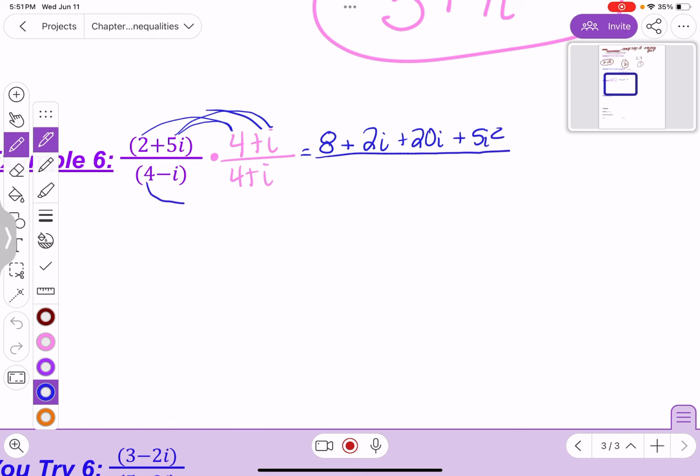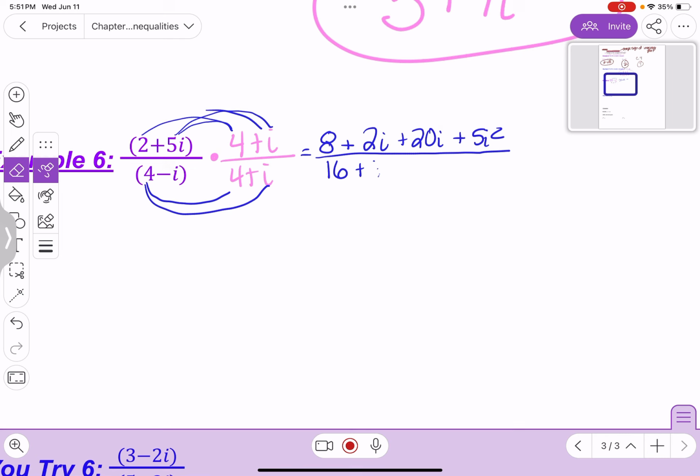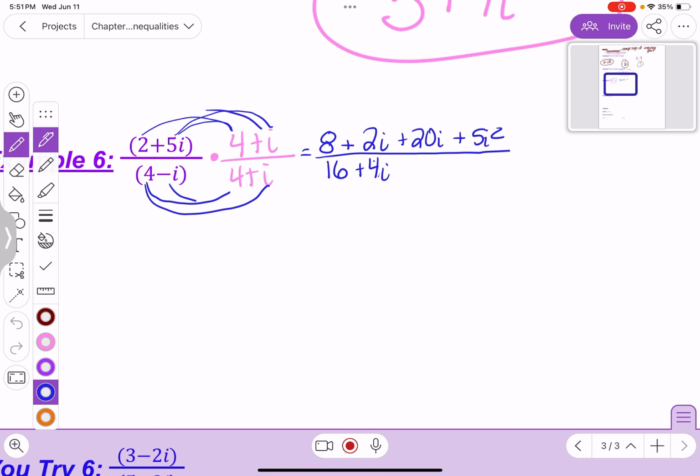And on the bottom, I do the same thing. 4 times 4 is 16. 4 times i is 4i. Negative i times 4 is negative 4i. And negative i times i is negative i squared. Now I'm going to simplify. So my i squareds are going to change the sign. And so this negative i squared is like saying negative times negative 1. So it really just becomes positive 1 is what that ends up being.